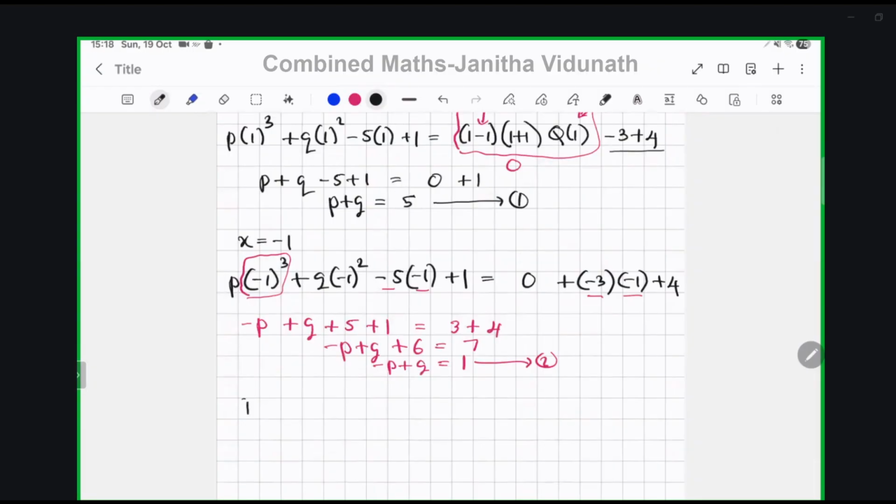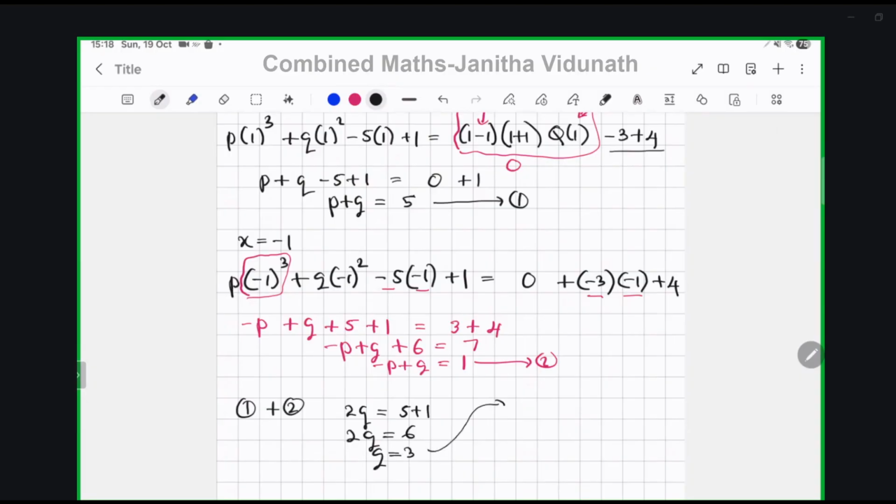If we add the first equation and the second equation, p will cancel out. On the left hand side, we get 2q equal to 5 plus 1. That means 2q is equal to 6. That means q equal to 3.